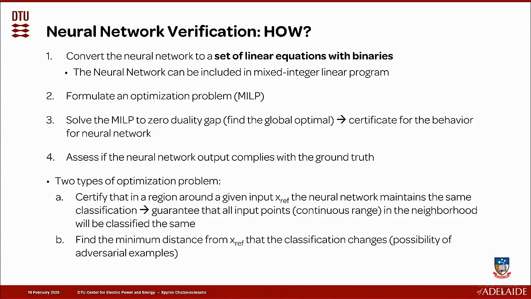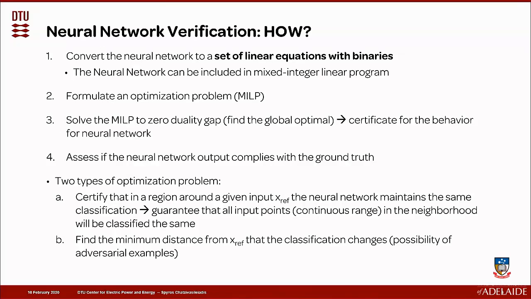If we solve the MILP to zero duality gap, which means that we have found the global optimum, then we get a certificate for the behavior of the neural network. And then the last step is to assess if the output of the neural network complies with the ground truth. We're now in the process of developing a method that can integrate these two steps into one and have a training process with a certificate. But this is for another, maybe next year.